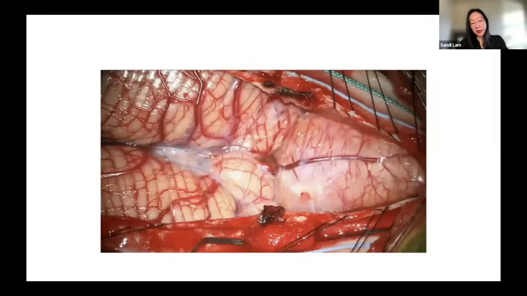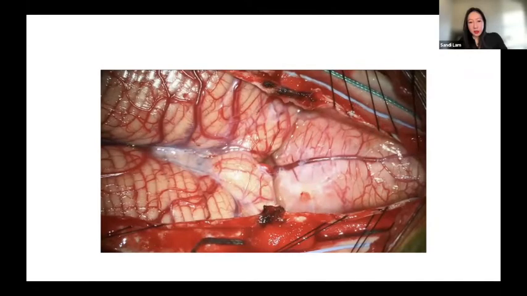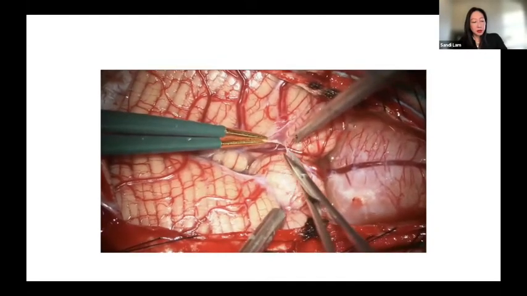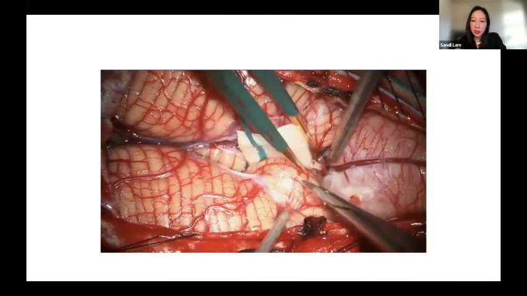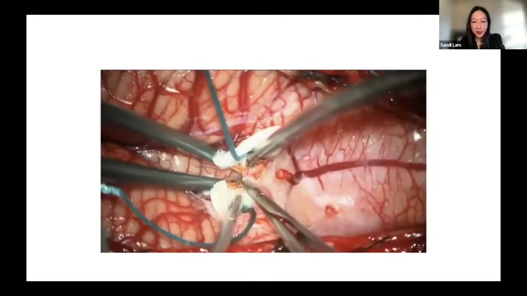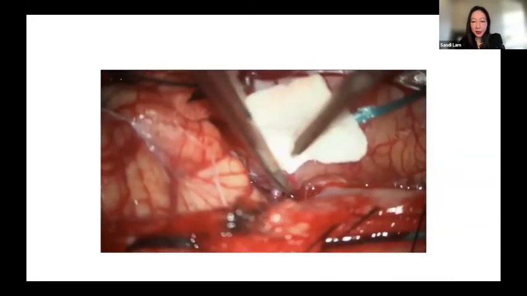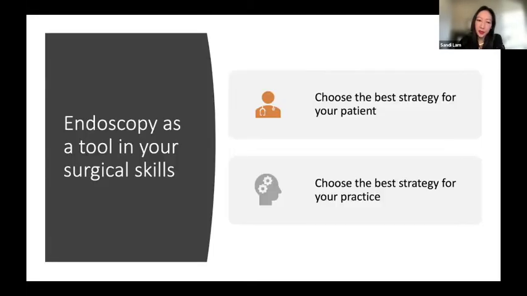So we actually undertook a resection from there. I'll fast forward through this part because this is not with a neuroendoscope, but really a wonderful case. We were able to get a near gross total resection of this ganglioglioma, and this patient's doing very well.